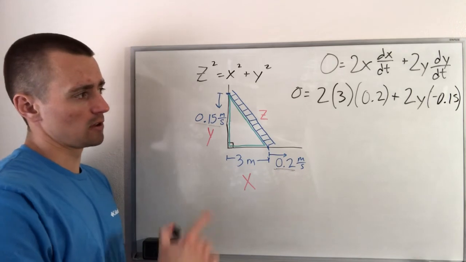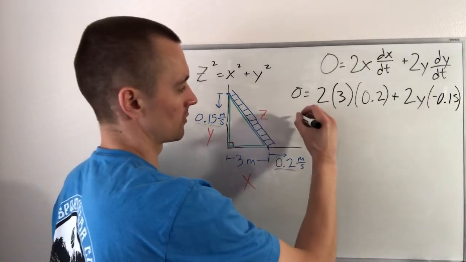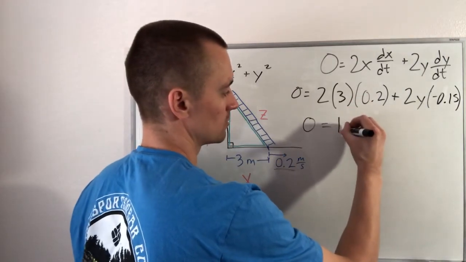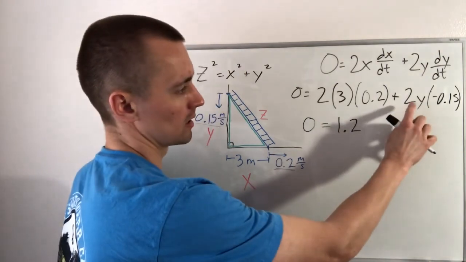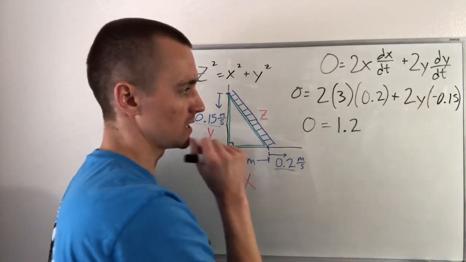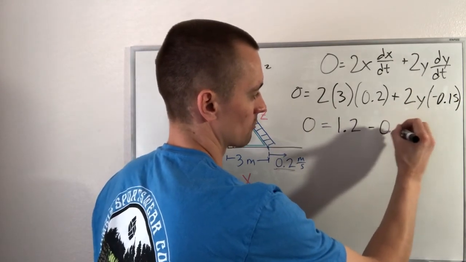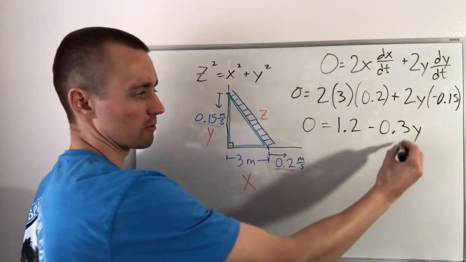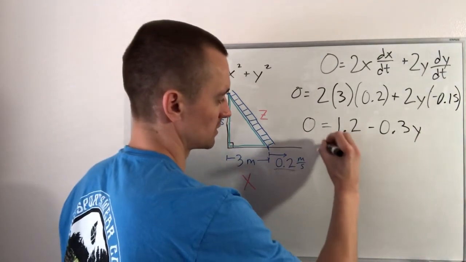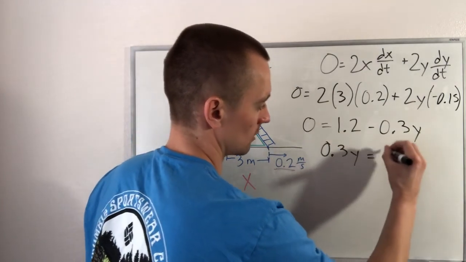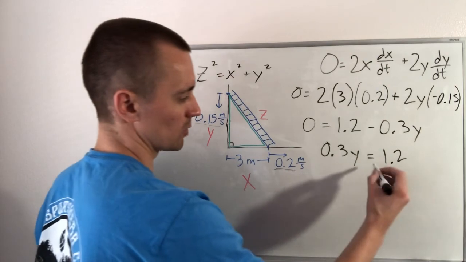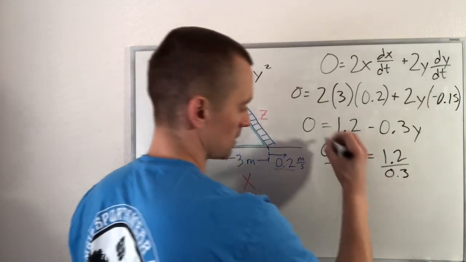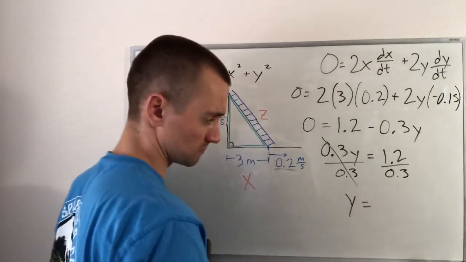So now that we've plugged in all those values, we can solve for y. So first we'll just simplify this. 2 times 3 times 0.2 is 1.2. And then 2 times negative 0.15 is negative 0.3. And then we'll have our y there still. So now we can add 0.3y over to the other side of our equation. So we'll have 0.3y equals 1.2. Then we can divide both sides by 0.3. That'll cancel. So we'll get y equals 4.